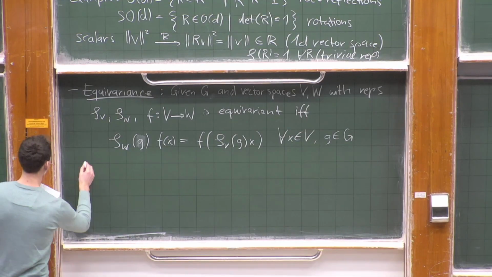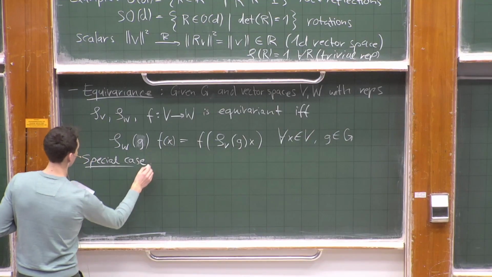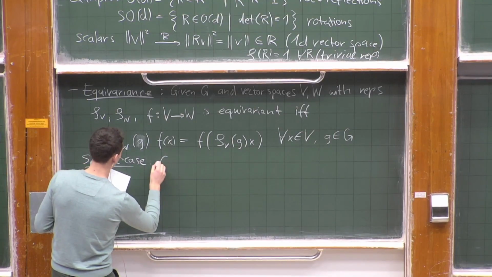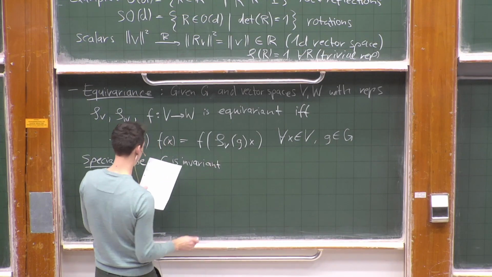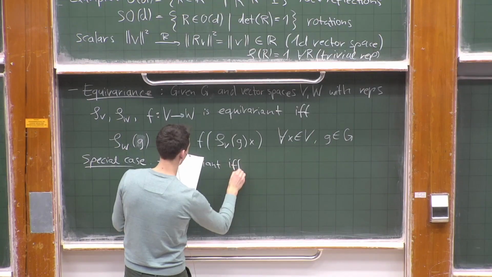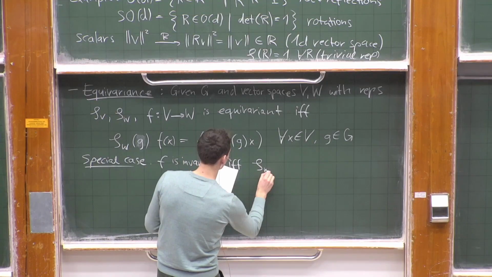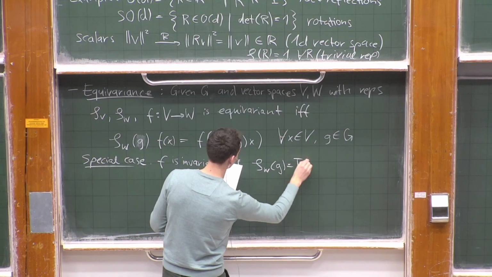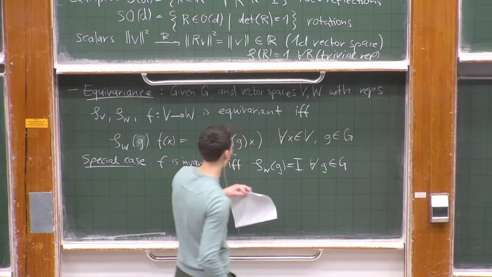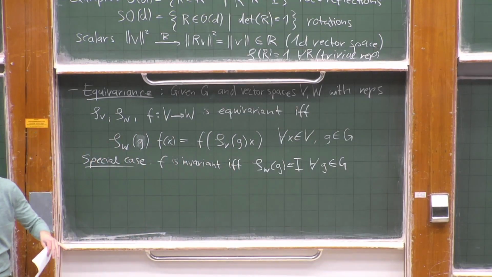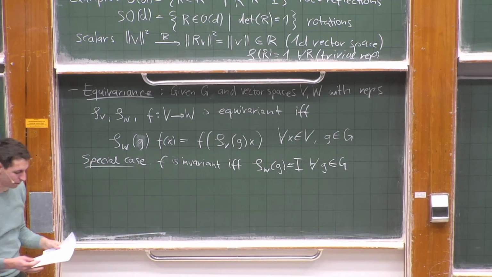Okay, then there's one more special case about this. That is, f is an invariant function if this representation on the output space is just the identity for all group elements. So this means that as we apply some transformation, like a rotation, for example, to the input, the output will just stay the same. Then we call the function invariant.